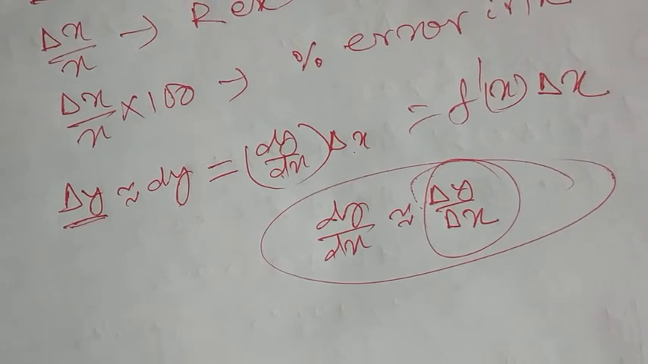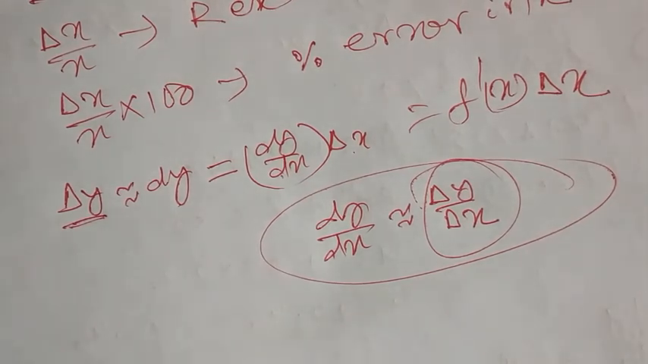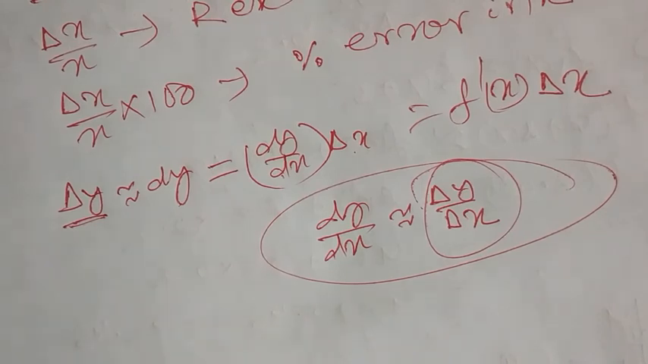And what is the relative error in y? Delta y by y. What is the percent error in y? Delta y by y into 100. Very simple. Okay. Are you understanding? Chalo. In our next video, we shall discuss some examples based on these errors, differentials, and approximations.